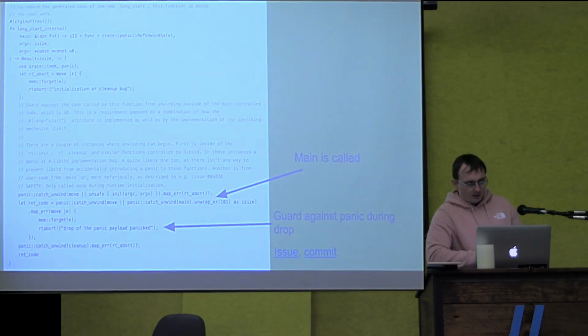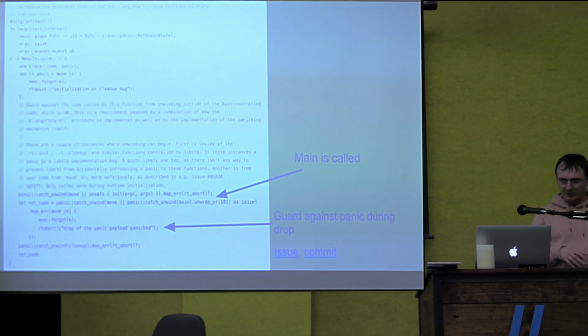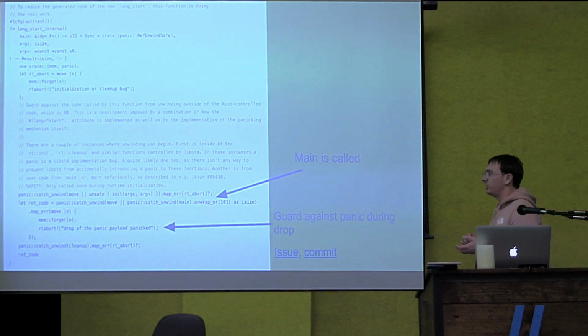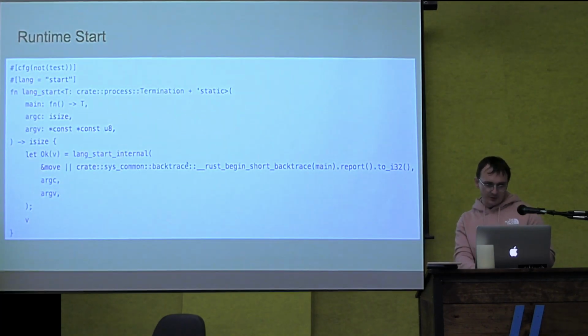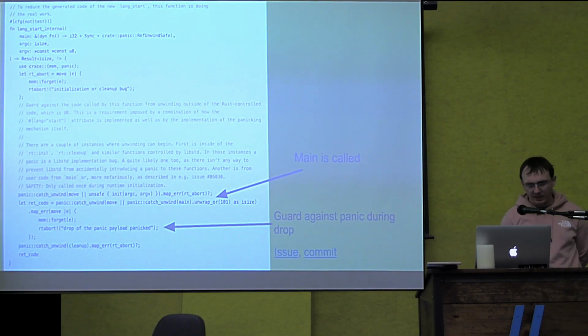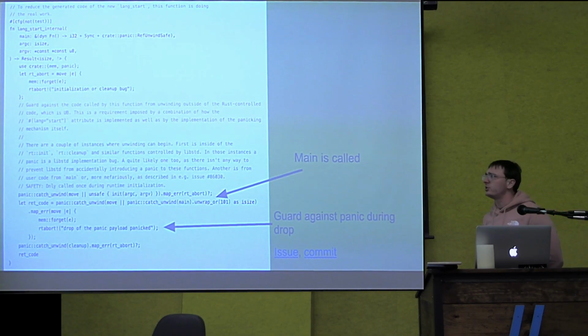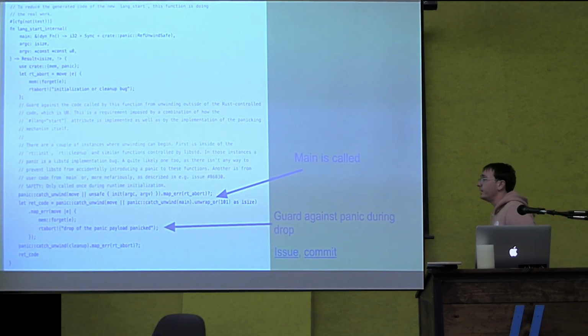So now, for codegen purposes, we have this lang start function, which then proceeds to run a backtrace on this main, and the majority of the work is going to be done in this lang start internal, which we'll read through here. Lang start internal is generally fairly straightforward, but it does have a couple of bits of weirdness to it.